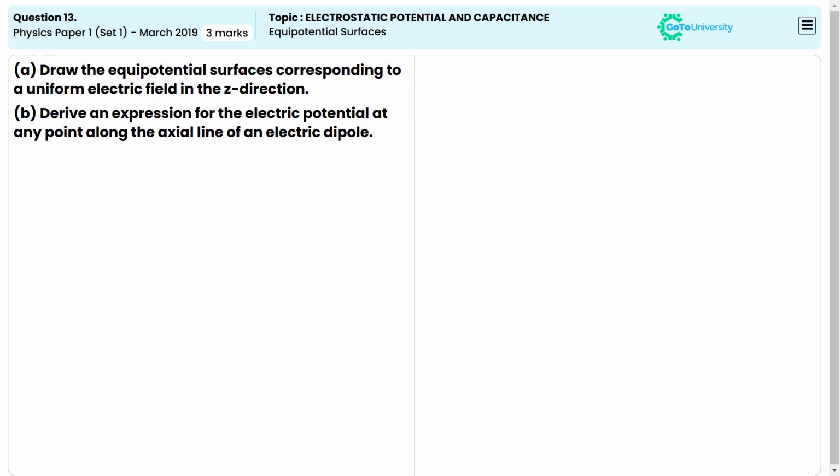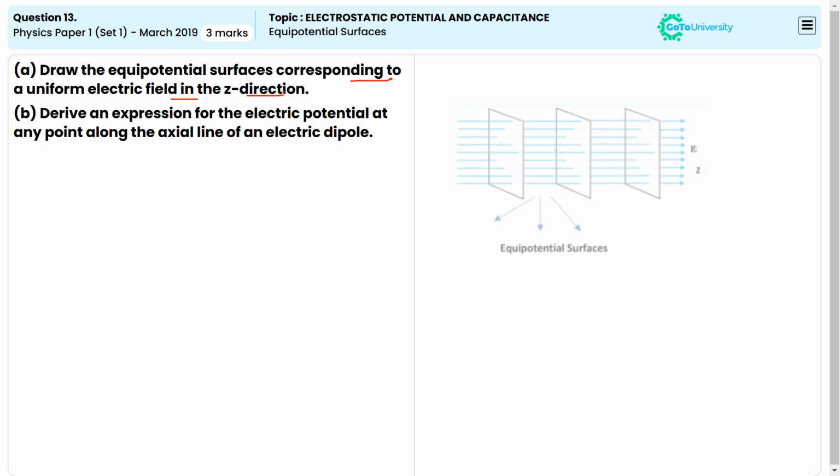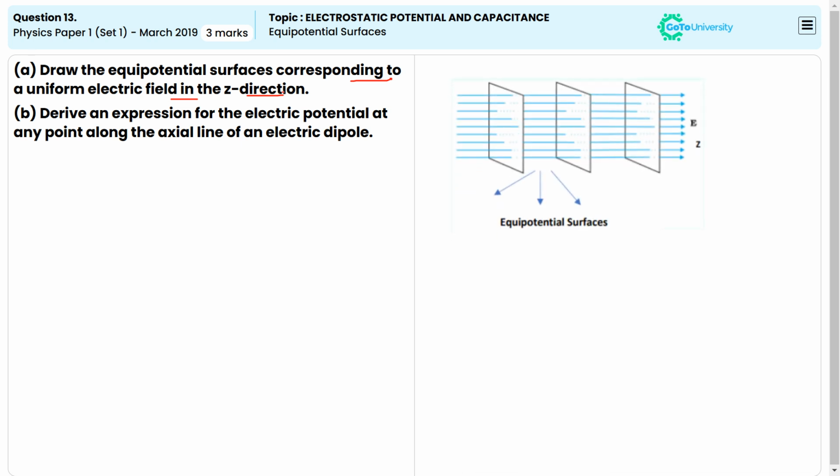Draw the equipotential surface corresponding to a uniform electric field in the z direction. This is the equipotential surface, and the electric field moves in the z direction in this way. In this direction, it will move. This is the equipotential surface corresponding to the uniform electric field in the z direction.